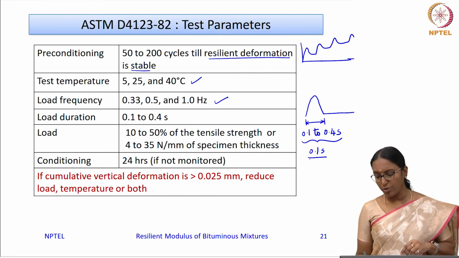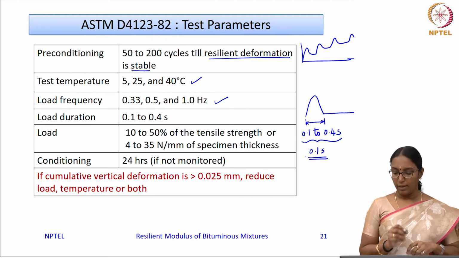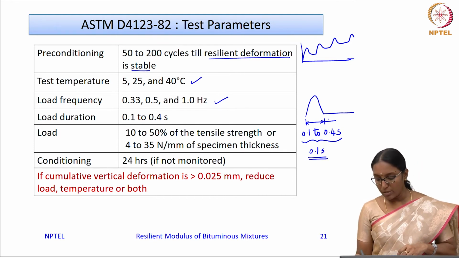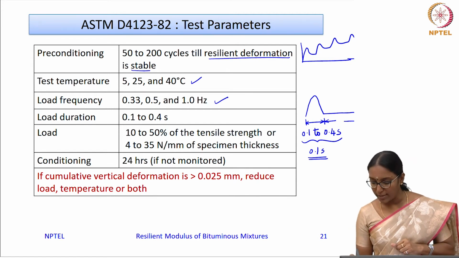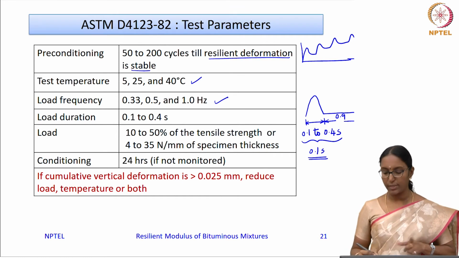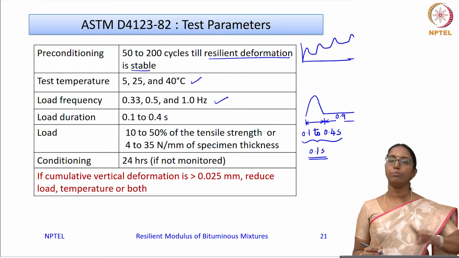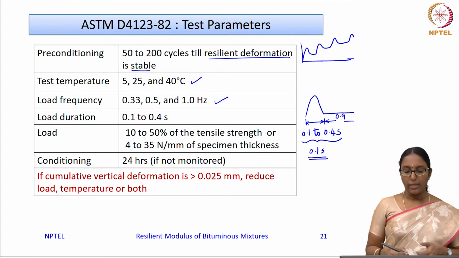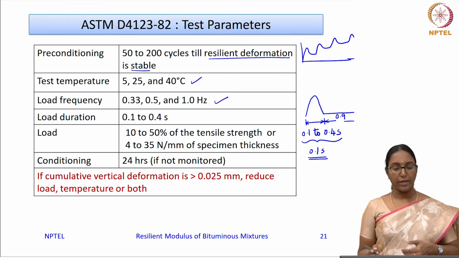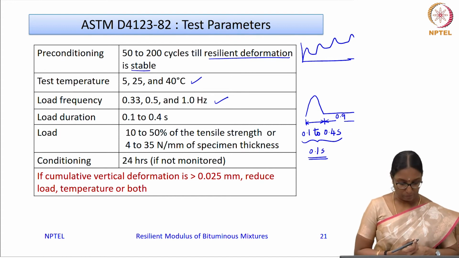So, essentially you go for a 0.1 second loading, and the rest period also, suppose you want the cycle to be of 1 Hertz frequency, you can have 0.9 seconds of rest period. So, your cycle will look like 0.1 second loading and 0.9 seconds of rest period. So, it is a 1 Hertz cycle. Similarly, you can go for 0.3 Hertz or 0.5 Hertz as suggested by the code.